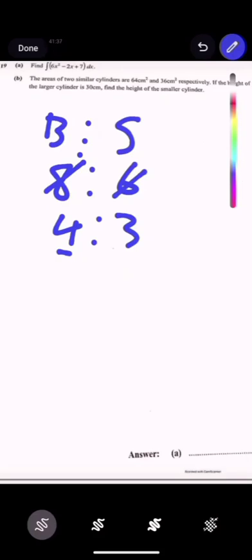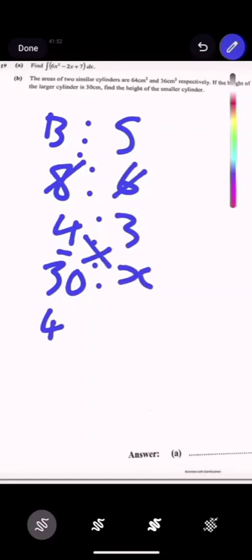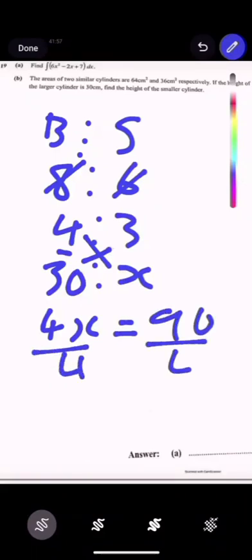So they want us to find the height of the smaller cylinder. So we don't know the height, we're going to put x. They've given us the height of the larger cylinder as 30. They want the height of the smaller cylinder, so we don't know, put x. We cross multiply. 4 times x, 4x. 30 times 3, 90. Divided by 4, divided by 4, right? So x is going to be equal to 90 over 4.